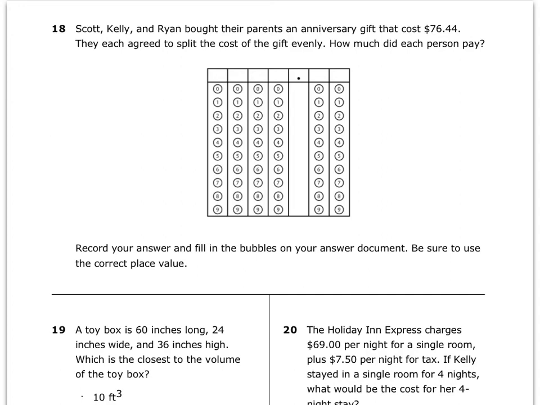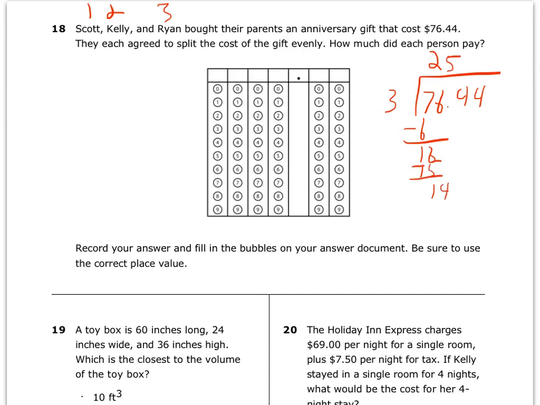All right. Scott, Kelly, and Ryan bought their parents an anniversary gift that cost $76.44. They want to split the price evenly. What am I going to do? 76.44 divided by what now? 3. 1, 2, and 3 of them. You get 25.48.